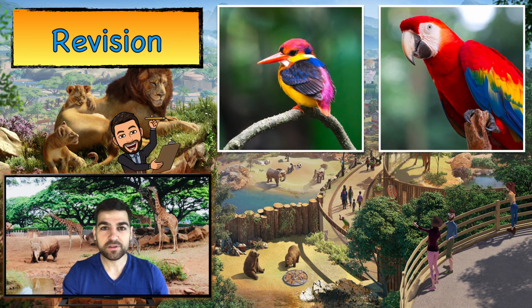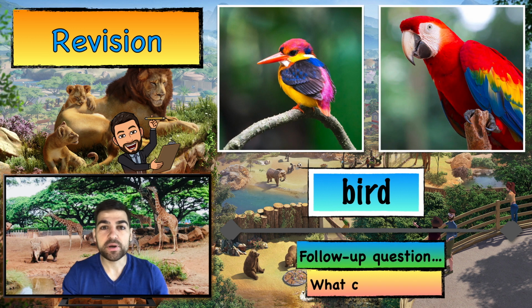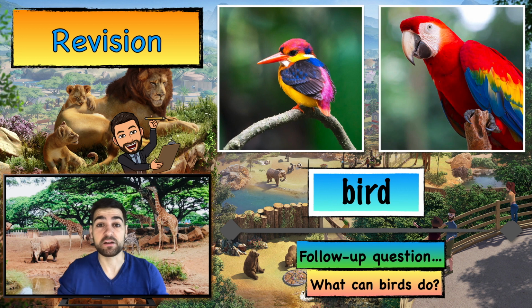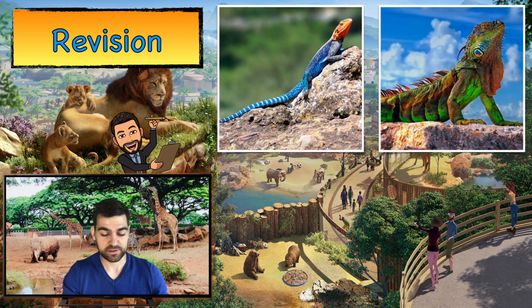What is this animal? It's the bird. Very good. Now the follow-up question, what can birds do? So birds can fly. Very simple. You can add something else. You can say birds can fly in the sky. Let's look at the next 2 pictures.